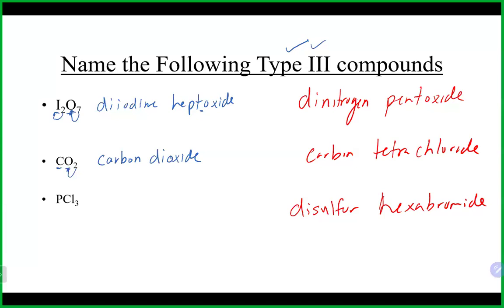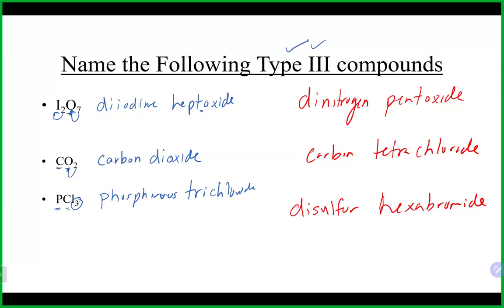Lastly here we have phosphorus, nonmetal, chlorine, that's a nonmetal. We have 1 phosphorus, so no mono on that first name, so phosphorus. Here we have 3, which is tri, and chlorine becomes chloride. So phosphorus trichloride. Any questions on any of those there?